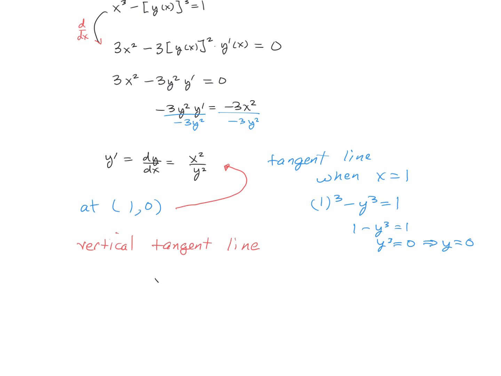It's going to just be x is equal to 1 because it has an infinite or undefined slope because it's a vertical tangent line. And that's it for this problem.